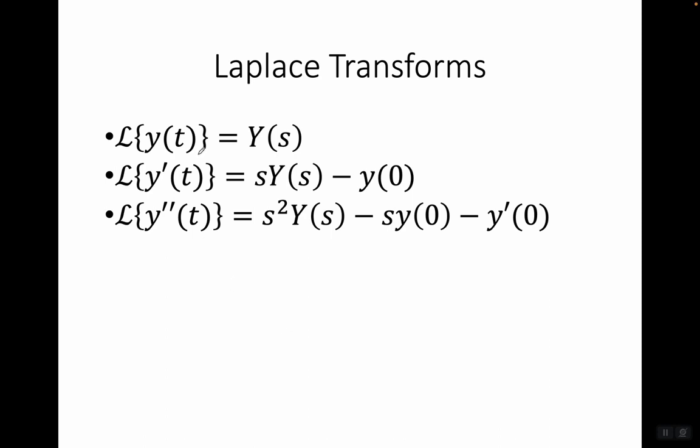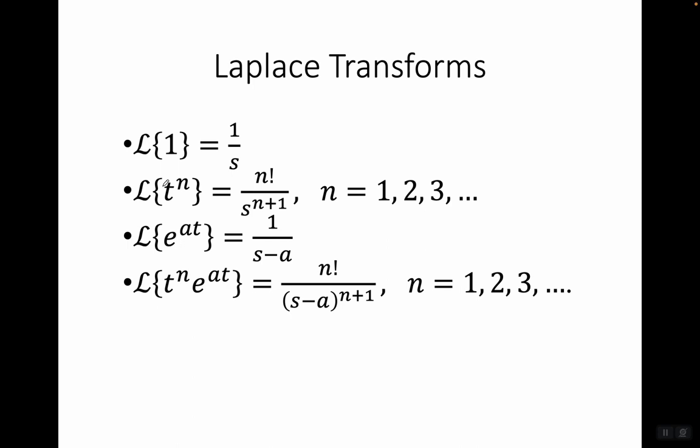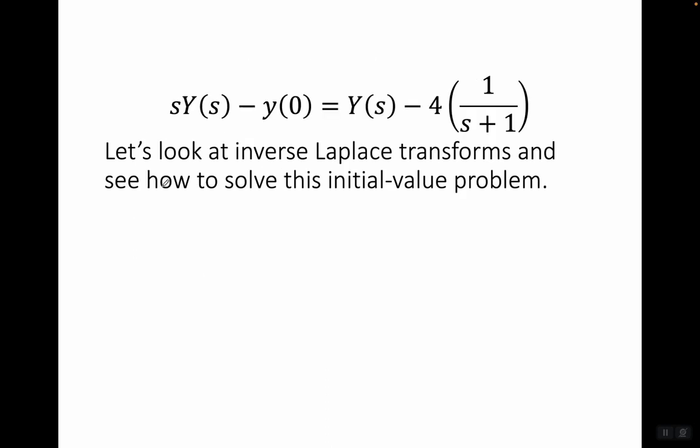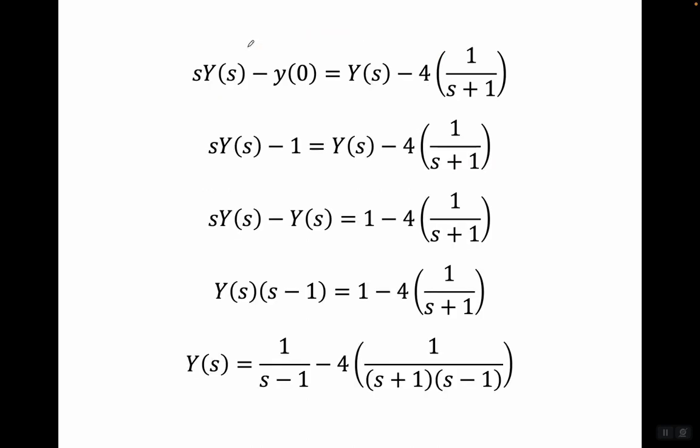We use these formulas for the Laplace transforms of y, y prime, y double prime, and these Laplace transforms of t^n and e^(at) t^n. And we'll just throw these in for fun: sine, cosine, hyperbolic cosine, hyperbolic sine. So this was the left side, and this is the right side. So we're going to look at the inverse Laplace transforms and see how to solve this initial value problem.